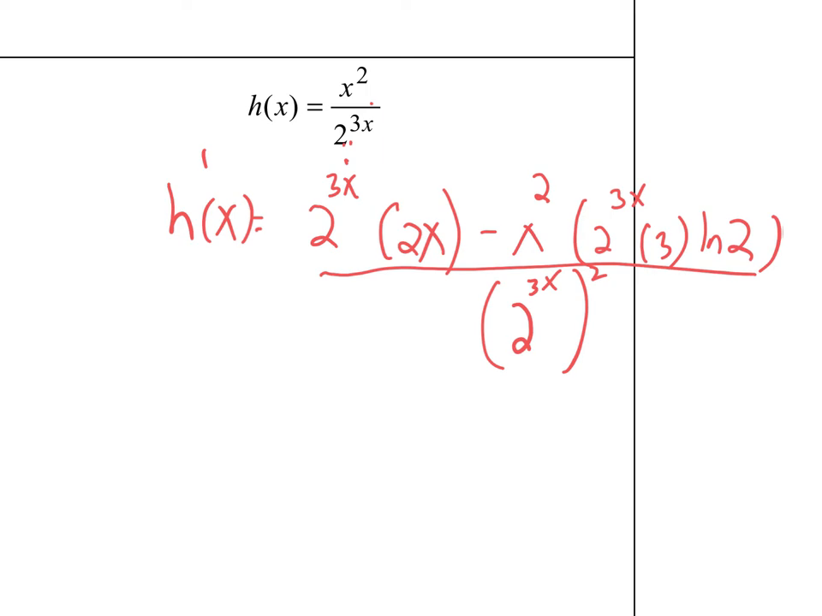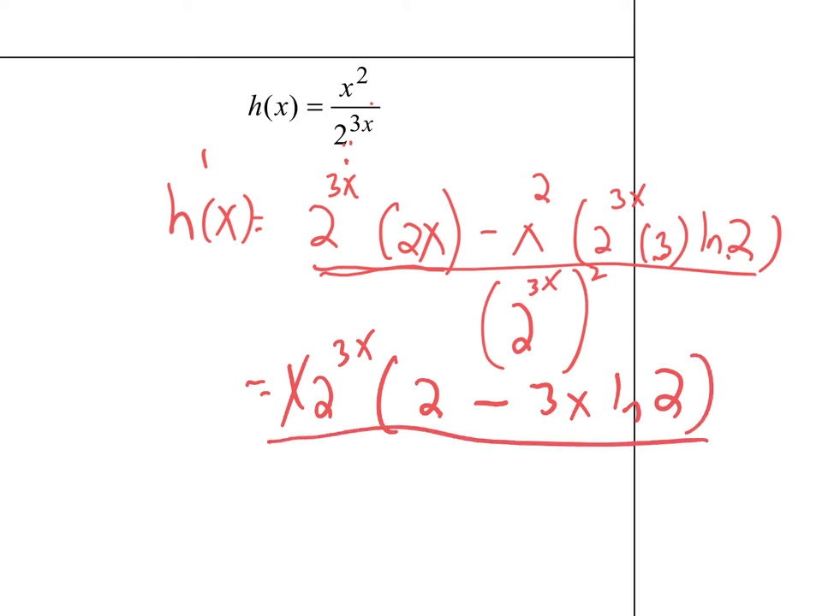That I may not care about doing, but I will factor out the top. They both have 2 to the 3x. They both have an x. They both do not have an extra 2. So I'm going to factor out the 2 to the 3x, factor out an x, I'll put that in front. That leaves a 2, that's all that's left here. Right here, there's only a 2 left. Minus, I have an extra x and a natural log of 2. Oh, I have a 3 also. I didn't see that. So 3x natural log of 2, all over 2 to the 3x squared.